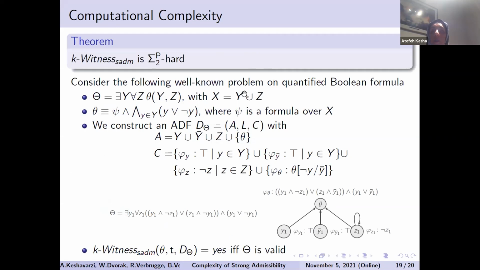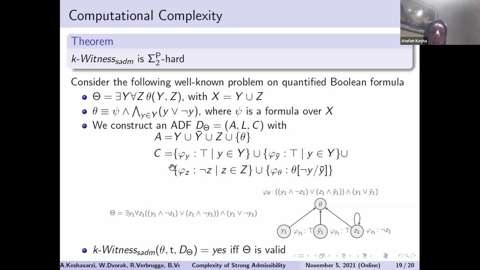And for the hardness, we choose a quantified Boolean formula. We denote it with big theta here, and we construct an ADF based on the literals which appear in this formula. For each variable in y and z, we define arguments. Further, we define arguments for the ones which appear as a negation of y. We also define a new argument y bar, and we also add one further argument for theta itself, which is a part of this formula.